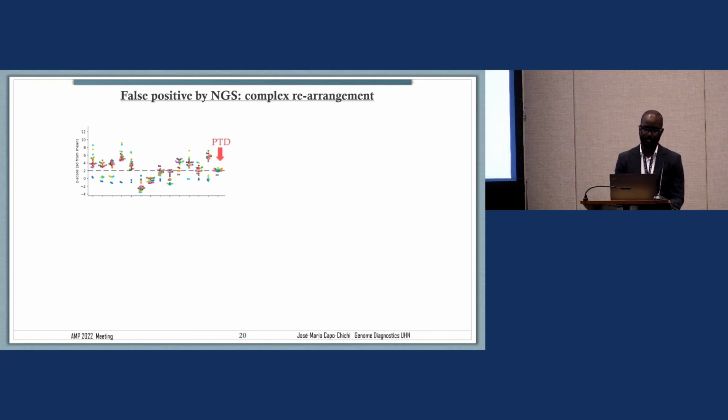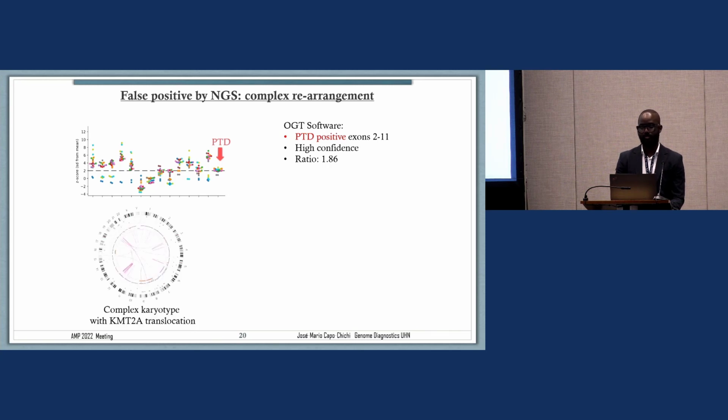So here's an example of a patient that has a PTD call made with a value at the 2 standard deviation, and OGT software also called it PTD positive with a ratio of 1.86. However, when we looked at optical genome mapping, what we realized is that this patient had a rather complex karyotype with multiple structural variants, with some of them located on chromosome 11.